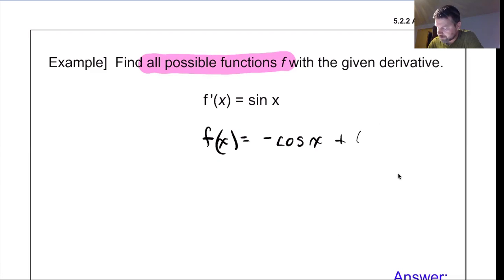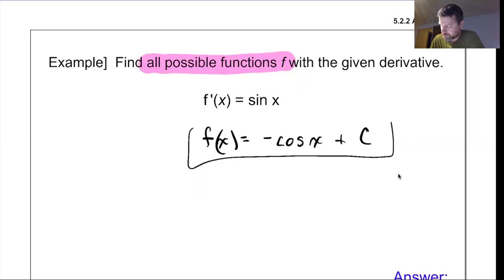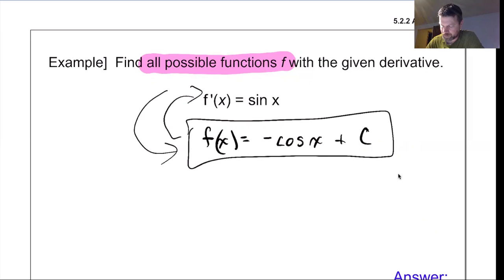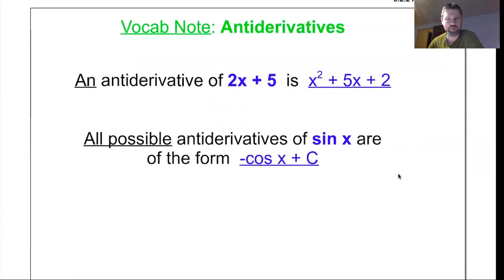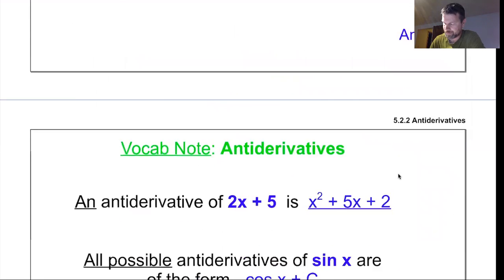So what we're going to put there is plus c. C just standing for constant, right? So the original function must have been negative cosine of x plus some constant, some c. That is what's called an antiderivative, right? The derivative goes one way, the antiderivative goes the other. It says if you know the derivative, the antiderivative would be your original function. So note antiderivatives. I'll come back to this one in a minute.